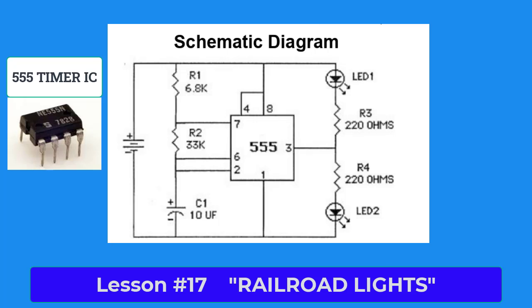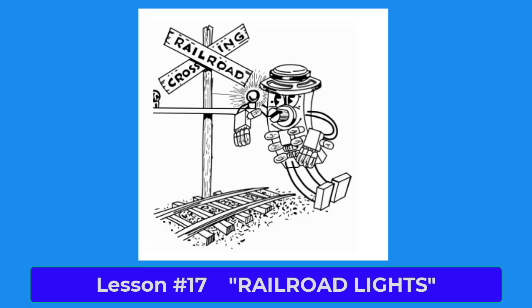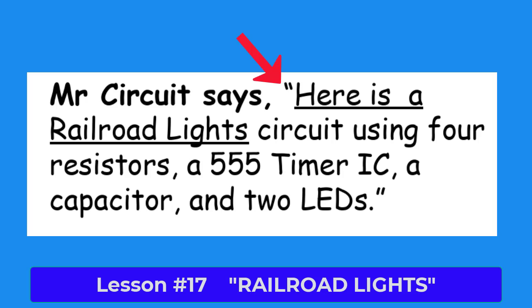railroad crossing sign. On page 17, you see that the artist shows the Mr. Circuit robot leaning on a railroad light sign. Engineers designed this circuit to run on 9 volts DC. At the bottom of the page, what does Mr. Circuit say? Mr. Circuit says, here is a railroad light circuit using 4 resistors, a 555 timer IC, a capacitor, and 2 LEDs.